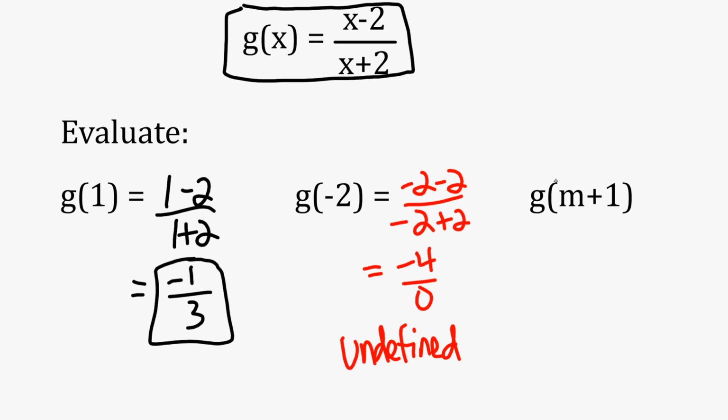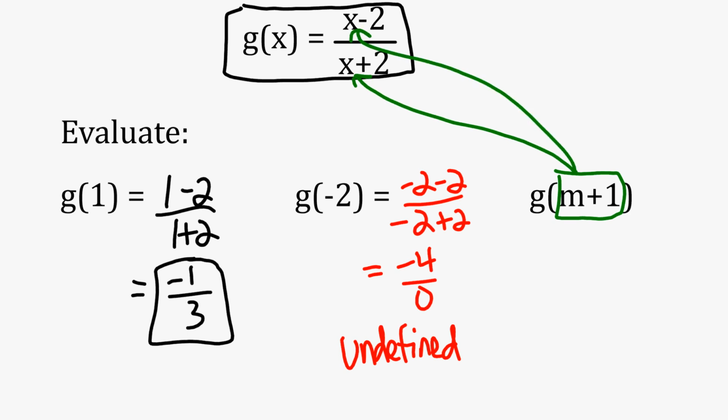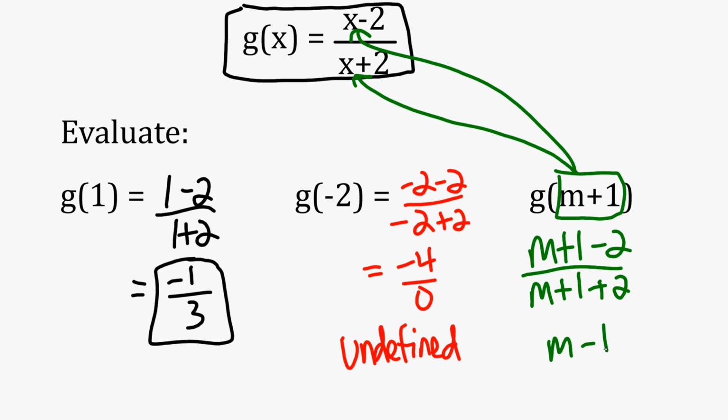If we plug in m plus 1 for x in the top and bottom, we're going to get m plus 1 minus 2 on top and m plus 1 plus 2 on bottom. And so when we simplify this and combine like terms, we get m minus 1 on top and m plus 3 on bottom. So the output is m minus 1 over m plus 3.